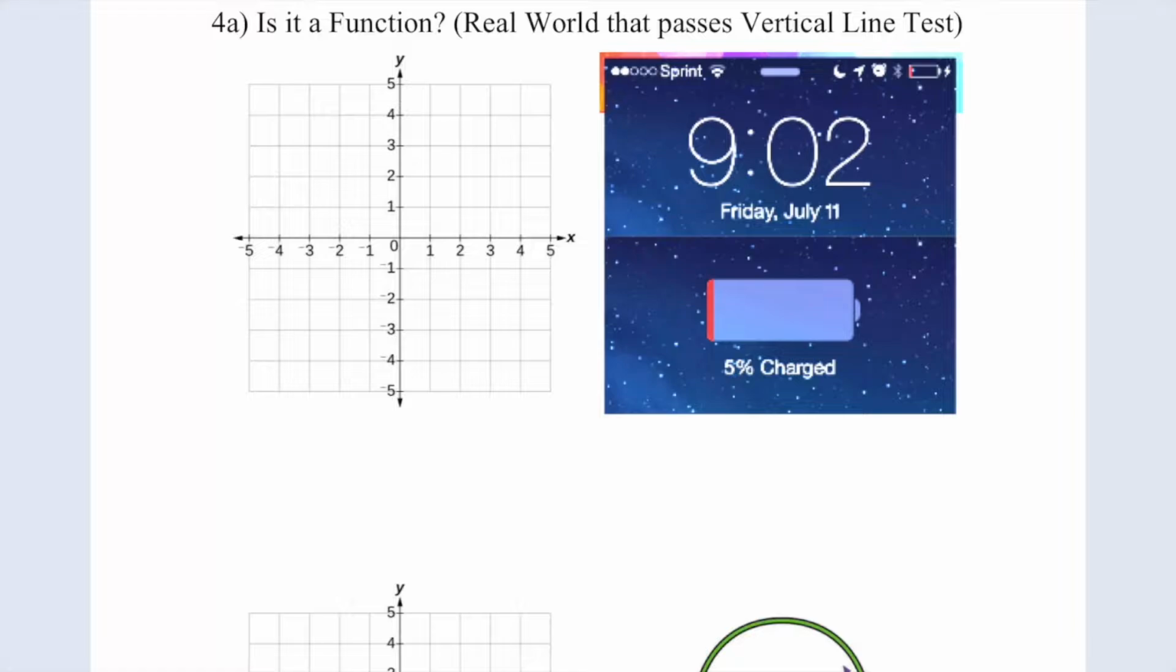So here is a picture of something that we all use every day, which is our phone's charging. You know, it's at 5% and it's 9:02 on Friday, July 11th. So believe it or not, we can model a phone charge as a function.